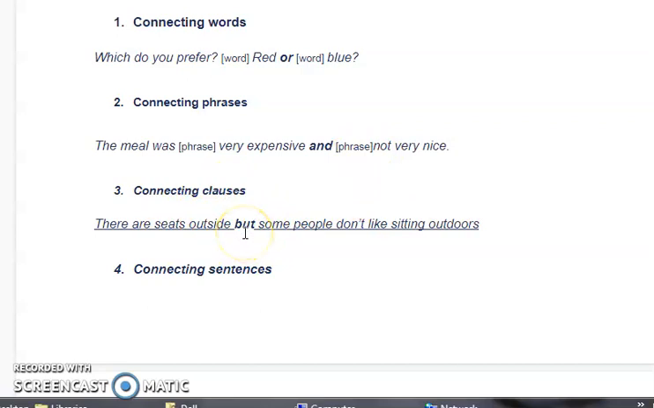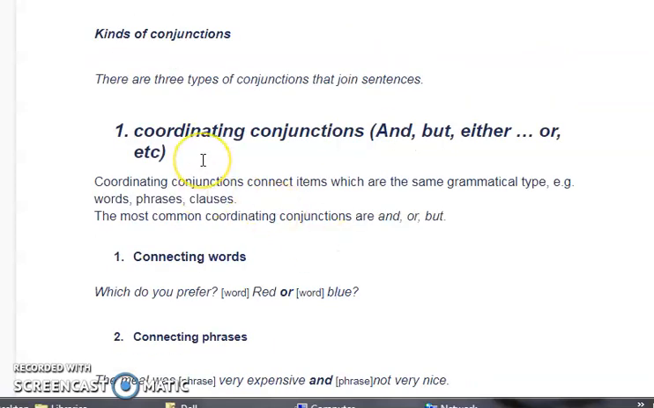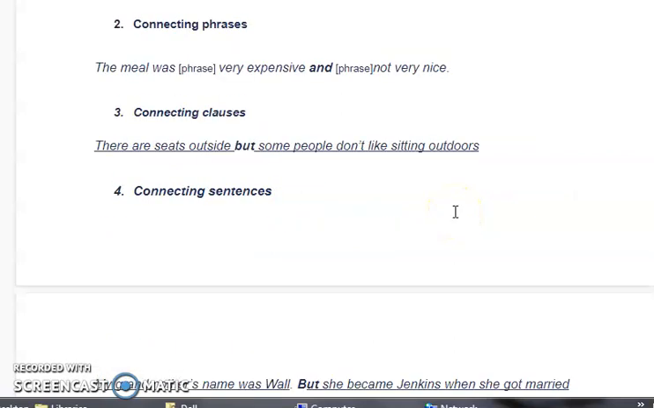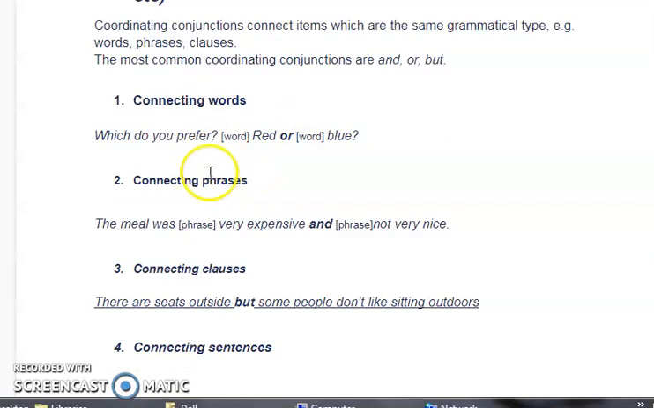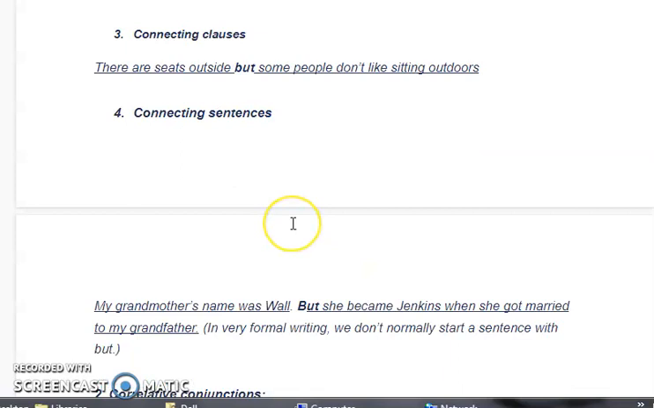Next, in sentence number 3, the conjunction but is joining or connecting two clauses. There are seats outside, but some people don't like sitting outdoors. Here, there are seats outside is a clause. Some people don't like sitting outdoors is also a clause. So according to this definition, a coordinating conjunction connects items which are the same grammatical type. Same grammatical type means words with words, phrases with phrases, clauses with clauses, and sentences with sentences.